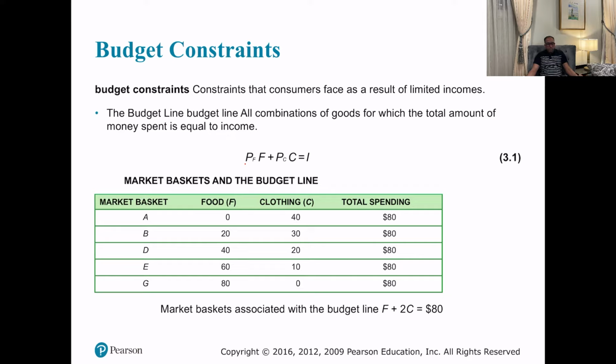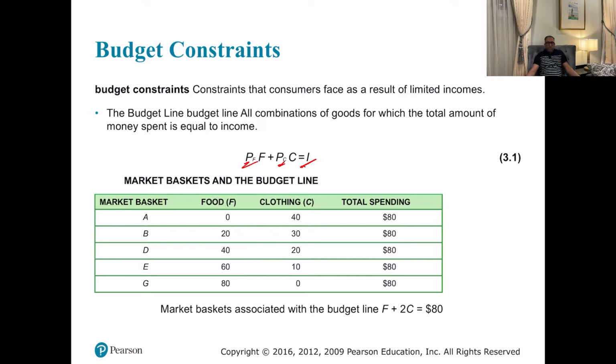So we see that a budget line, or budget constraint, can be written as: the price of food, PF, multiplied by the units of food we are buying, plus the price of clothing, PC, multiplied by the number of clothing units we are buying, must be equal to the income. We are making one more assumption, which is not discussed here: there is no saving and there is no borrowing. So whatever income we have, the consumer is consuming it.